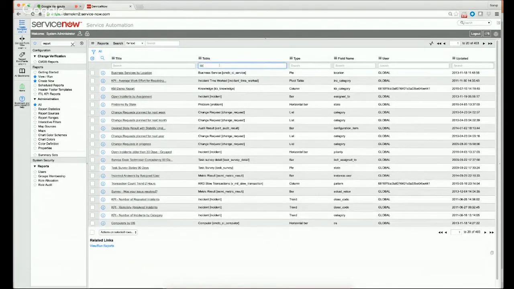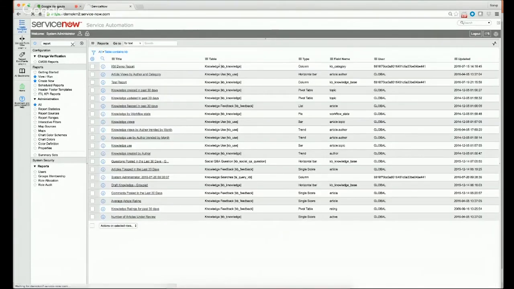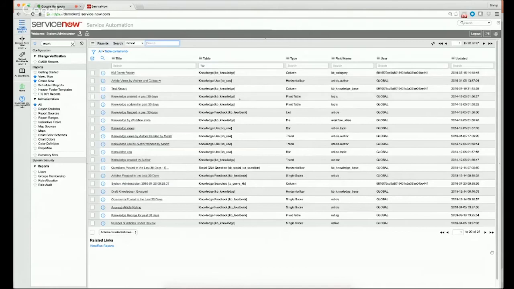The easiest way to search for reports that are related to KB, typically they have the KB term in the table. So these are the reports that have been created for knowledge, and there are quite a few of the reports, about 27 reports that are there out of the box.